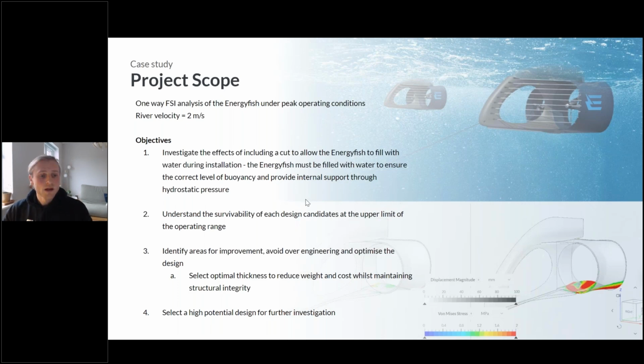Secondly, we'll be understanding the survivability of each design candidate. And thirdly, we will be selecting an optimal thickness, or comparing a couple of different thicknesses to look at the trends. What happens when we thicken the parts, and when we reduce thickness? This really leads us down the line of high potential design ideas. We'll select one design candidate for further investigation from the design study that we run.